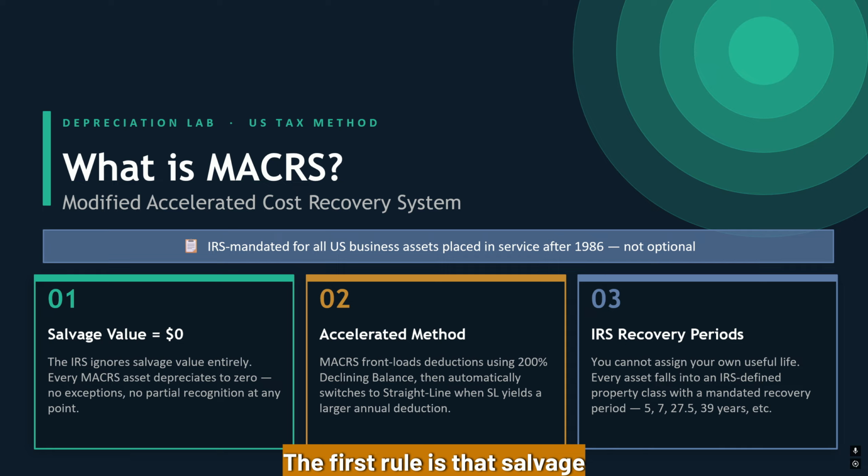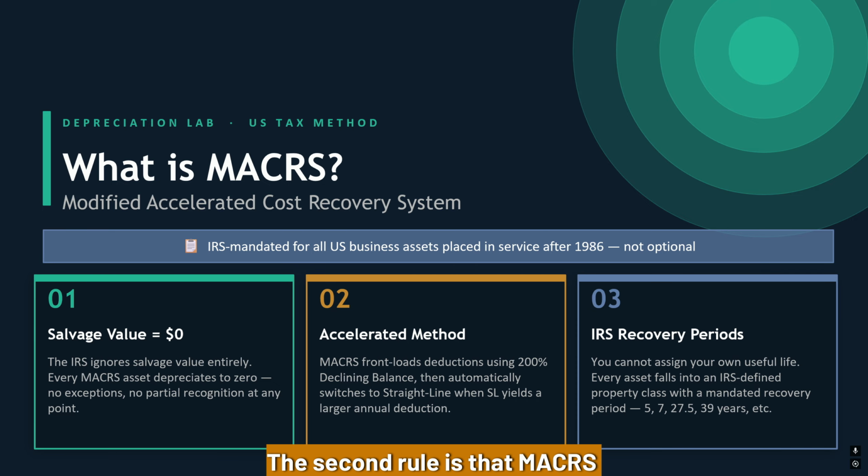The first rule is that salvage value is always zero. Unlike straight line or double declining balance method, where you might estimate what an asset is worth at the end of its useful life and subtract that from the depreciation base, the IRS does not recognize any salvage value at all under MACRS. Every asset depreciates all the way down to zero, no exceptions.